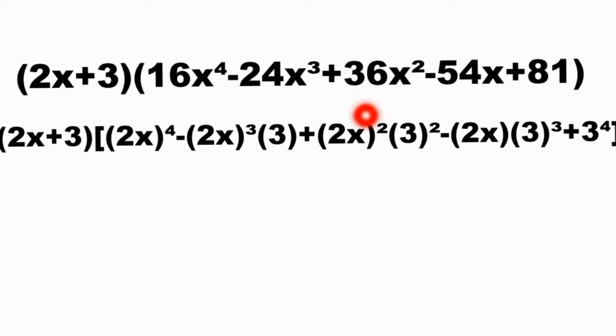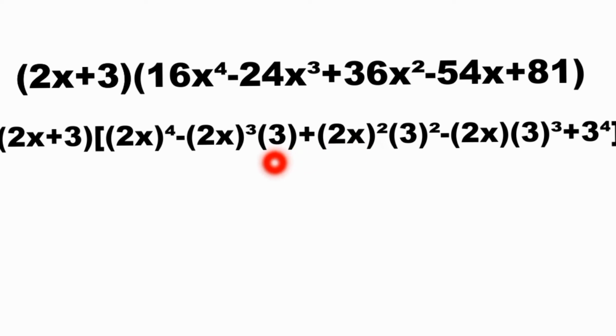and this 36 is from 2x, the quantity 2x squared, to the power 2, or this is 4x squared times 3 to the power of 2, which is 9. 9 times 4x squared is 36x squared, and this one minus 54x is from 2x times 3 cubed. 3 cubed is 27. 27 times 2x is 54x, and this 81 here is from 3 to the power 4, which is 3 times 3, 9, times 3 is 27, times 3 is 81.